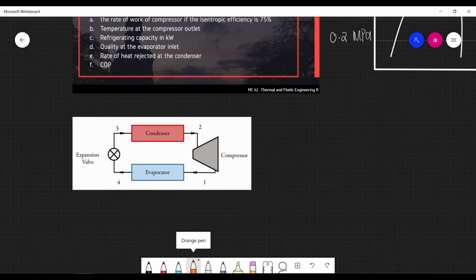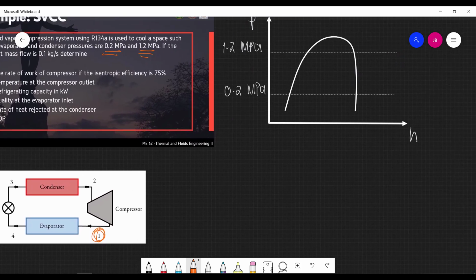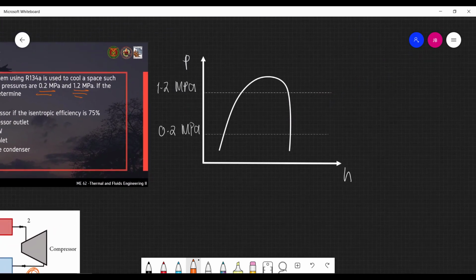First, we know that at state 1, which is the outlet of the evaporator and the inlet of the compressor, the refrigerant there is saturated vapor. So, it's located somewhere here in the saturated vapor curve and intersecting the 0.2 megapascal pressure line. So we have our isentropic process from here to here. So this is going to be our state 2s, signifying that this is an isentropic curve.